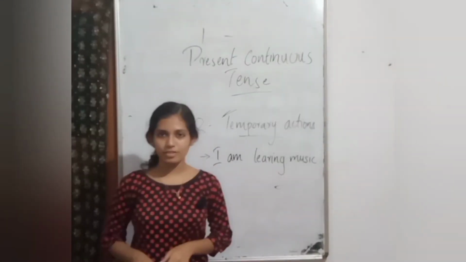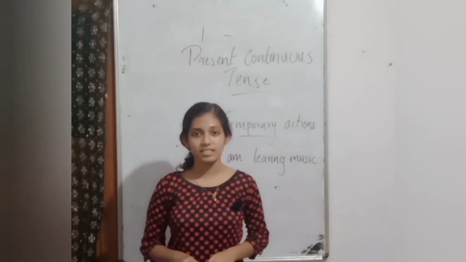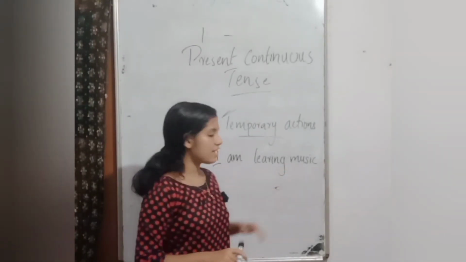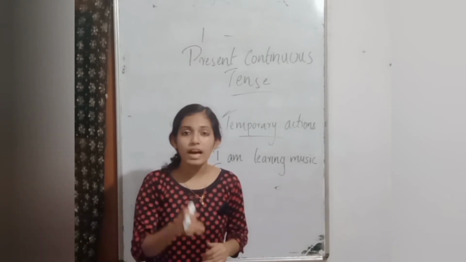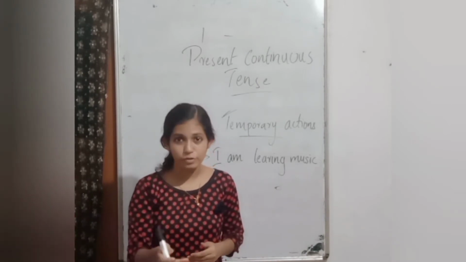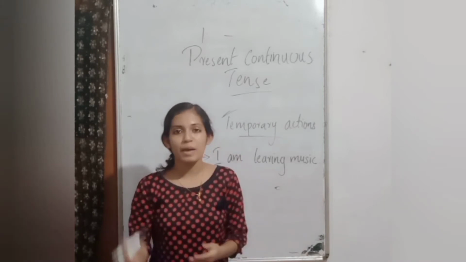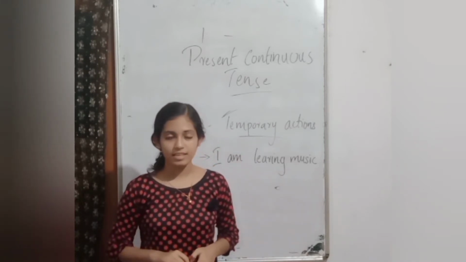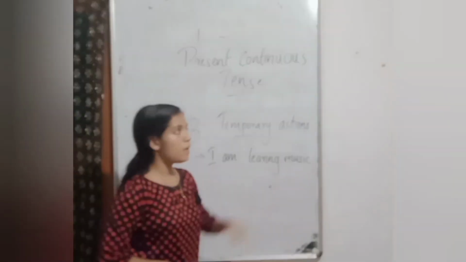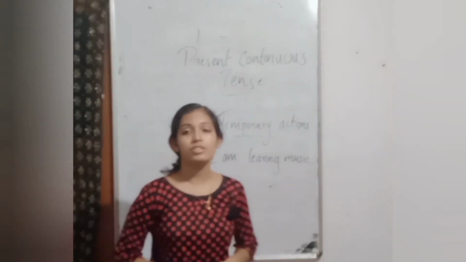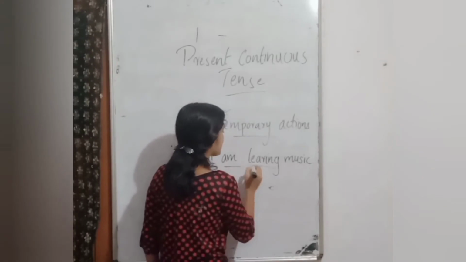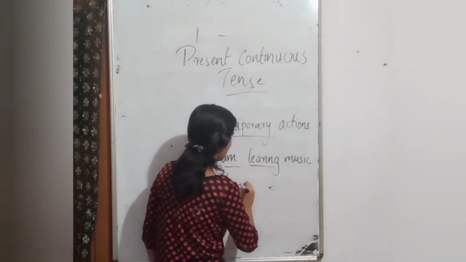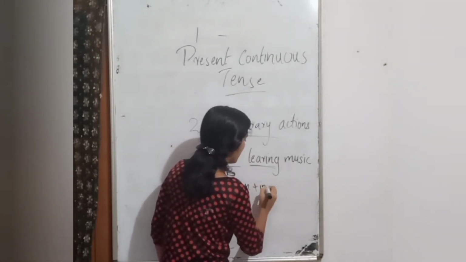I am learning music. It is a temporary action. In the case of this sentence, now at the time of speaking, I am not learning music, but nowadays I am learning music. Have you understood? So, present continuous tense is used to show temporary actions also. Learning: am plus learning, learn plus ing, learning.